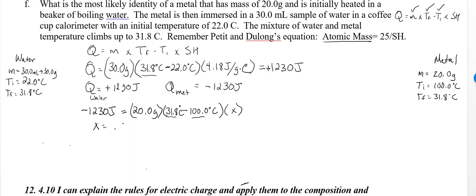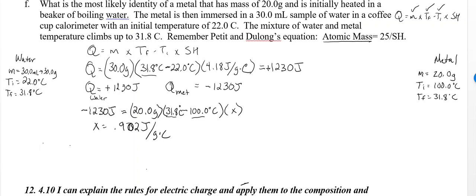Three sig digs. 0.902 joules divided by grams Celsius. If you think about it, because you're taking joules and dividing by grams and dividing by Celsius, all the units are there. All right. Any questions so far?